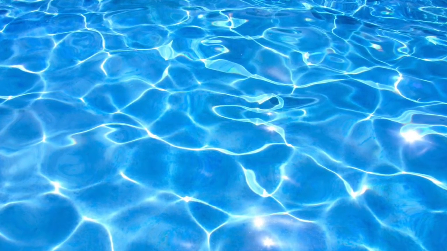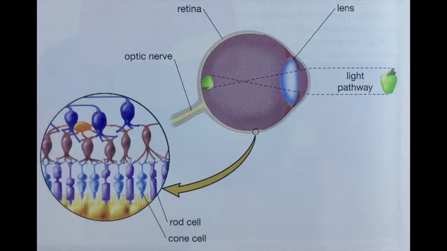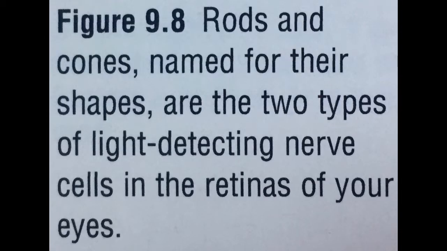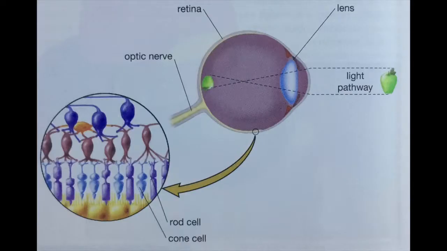How we see color. The retina of the human eye contains 2 types of cells that respond to light. See figure 9.8. Rods and cones, named for their shapes, are the 2 types of light-detecting nerve cells in the retina of your eyes.